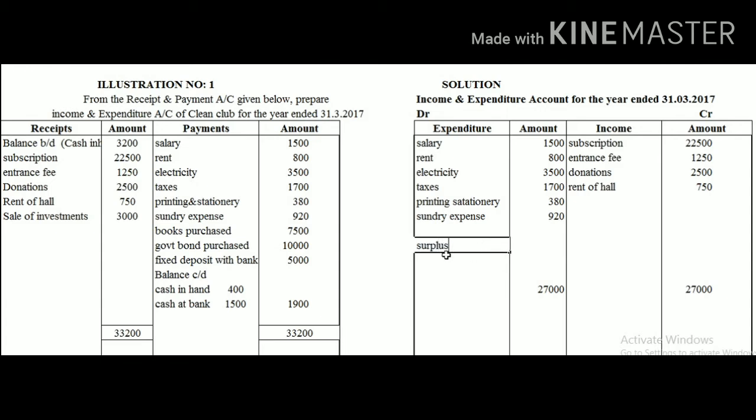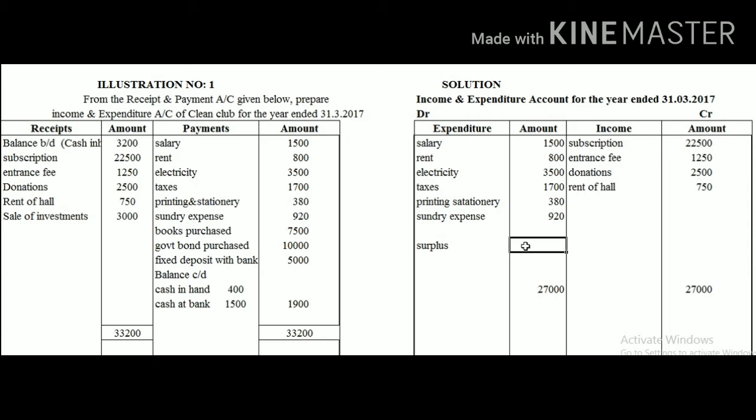So the balancing figure came here, on the debit side, and that is known as surplus. Then how do we find the surplus? That is 27,000 minus 920 minus 380 minus 1,700 minus 3,500 minus 800 and minus 1,500.